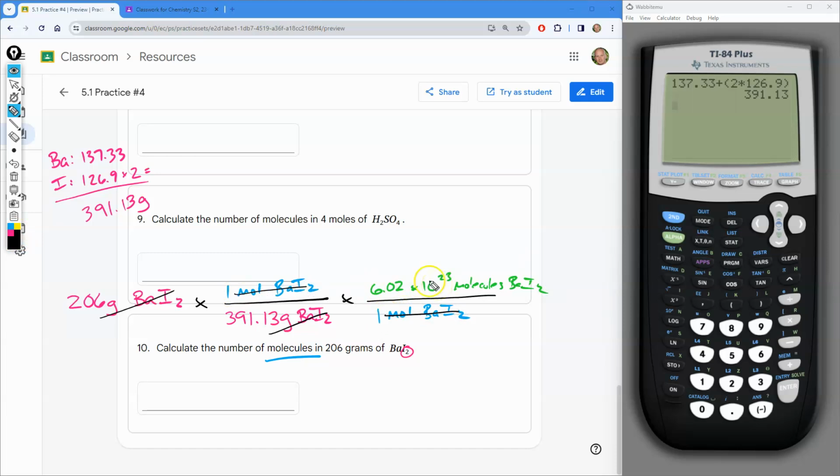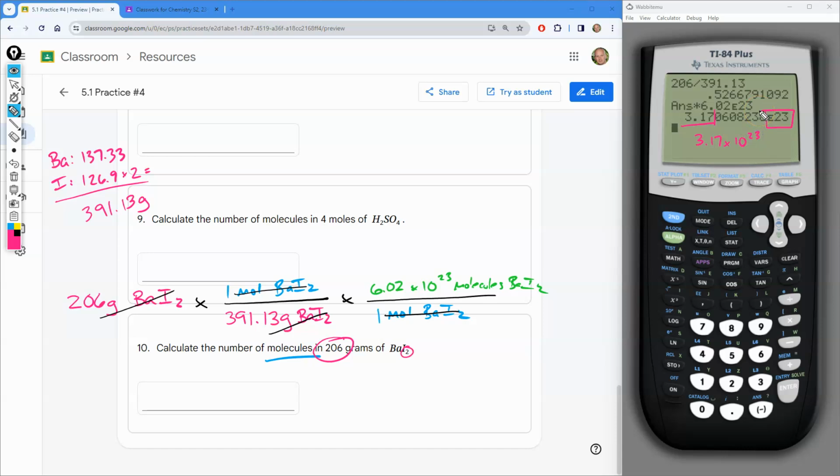All right, let's put this in our calculator. Okay, this one's a little tricky. So we have, let's see, 206, and we're going to divide that by 391.13 and hit enter. So that's the calculation for the first step. And then let's multiply that by 6.02, and then E23. Okay. Now we have 3 significant figures here. So we want 3 significant figures, so it'd be 3.17 times 10 to the 23rd, right here.